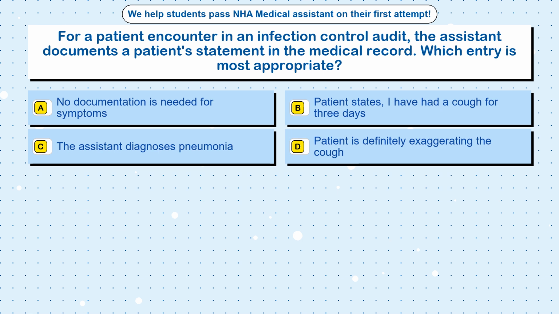Question 60. For a patient encounter in an infection control audit, the assistant documents a patient's statement in the medical record. Which entry is most appropriate? Option A. No documentation is needed for symptoms. Option B. Patient states, I have had a cough for 3 days. Option C. The assistant diagnoses pneumonia. Option D. Patient is definitely exaggerating the cough.